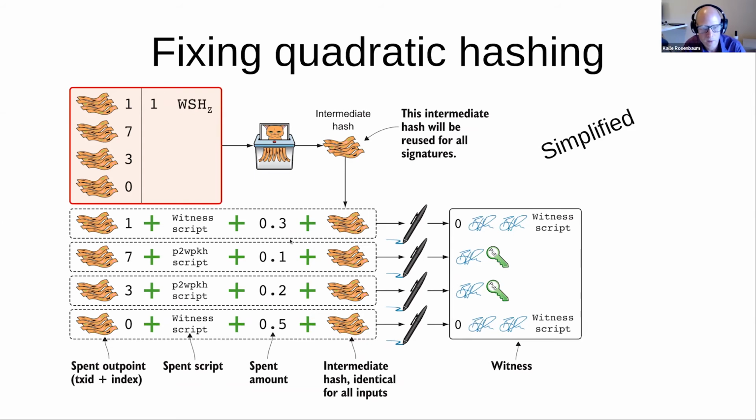So this message here is constant in size, regardless of how many inputs you have. And then you sign this message here and put the signature in the witness. So you do this for each of the inputs. So now it's n times a constant, which means that we no longer have O(n squared). We have O(n) because the message to sign is of constant size, regardless of the size of the transaction.